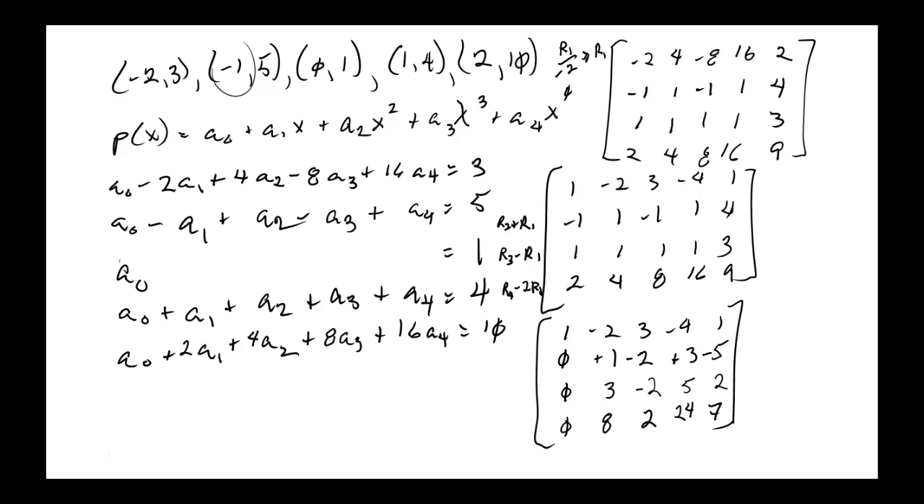Then you wanted a 0 below this, so here we just added row 2 to row 1. Got that. Here we subtracted row 1 from row 3, we got that. Here we did row 4 minus 2 row 1, and we got that.